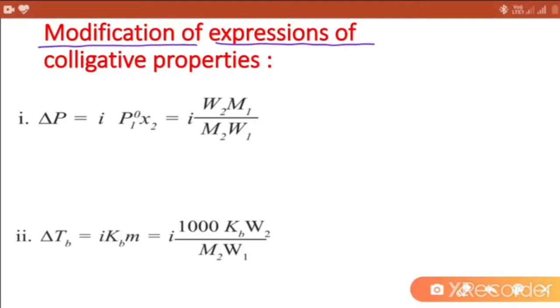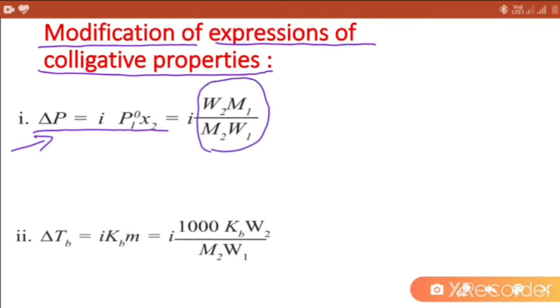Modification of expressions of colligative properties. First, the expression for lowering of vapor pressure. Delta P is equal to i into P10 X2. By putting the value of X2, this equation is obtained: i into W2 M1 divided by M2 into W1.